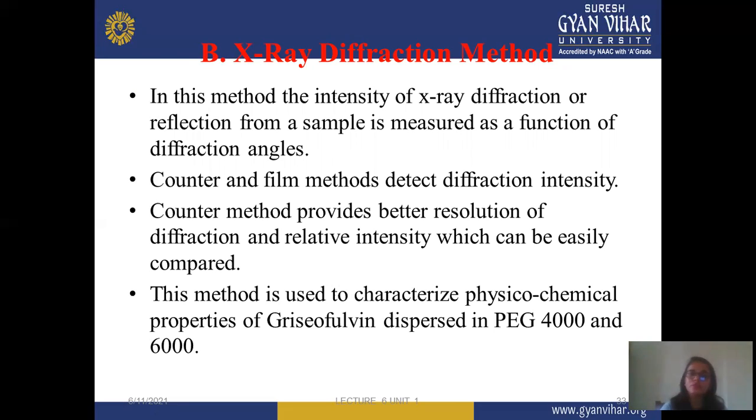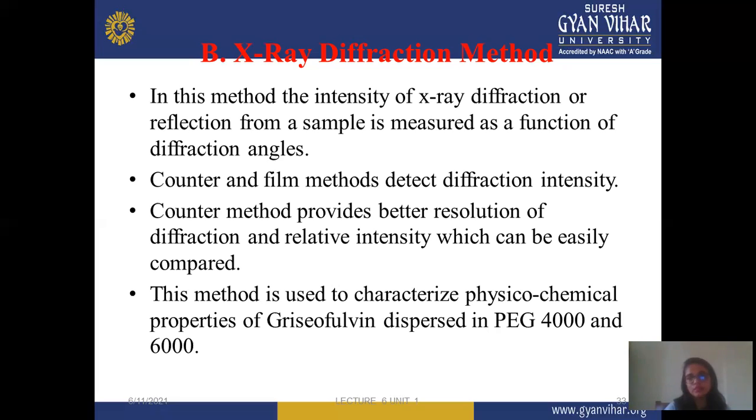In this method, you determine a particular compound in a solid dispersion, but the readings are recorded with the help of X-rays. The X-ray gets diffracted by the particular compound, and this method is mainly used to characterize certain types of compounds. An example is griseofulvin, and the griseofulvin dispersed in PEG 4000 to 6000.